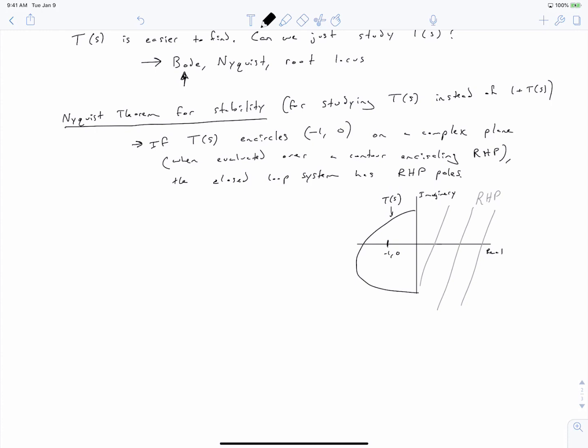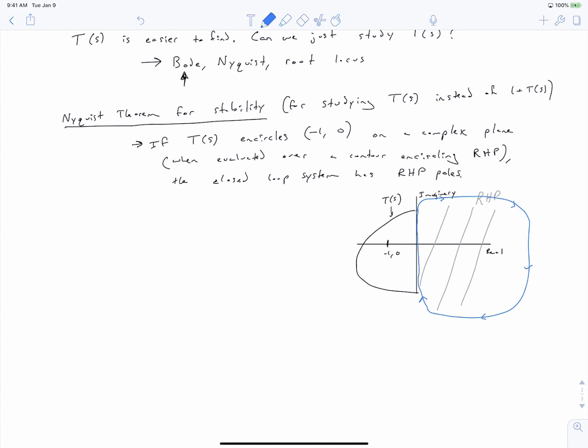So the idea of the Nyquist theorem for stability is that if you evaluate T of S over a contour that spans the entire right half plane, so you pick a trajectory that you're going to say S is equal to this value, this value, this value, expanding the entire right half plane. So when you're over here, S is equal to some negative j omega, positive j omega, and then it starts to have real components out here. So if you evaluate over a contour that spans the entire right half plane, and as you're doing that, you're plotting the value of T of S, because remember T of S is a real part and an imaginary part for any given value of S. And if that contour encircles the point negative 1, 0, then your closed loop system has unstable poles. If it doesn't encircle that point, you're good. You've got no unstable poles.